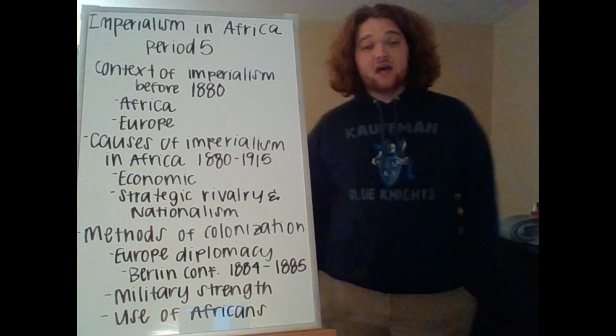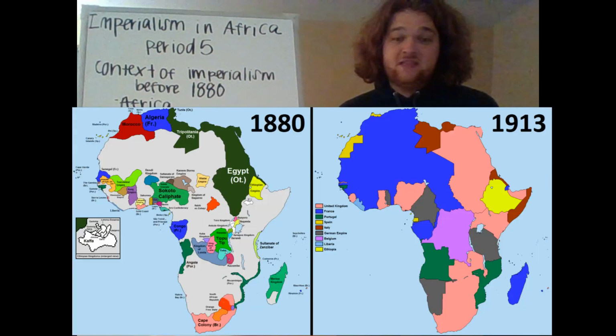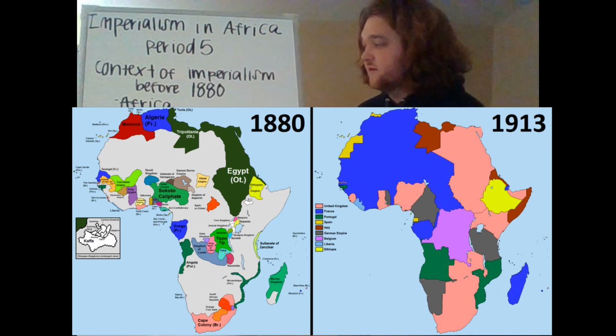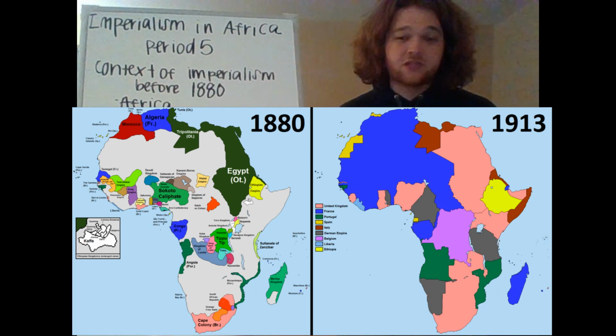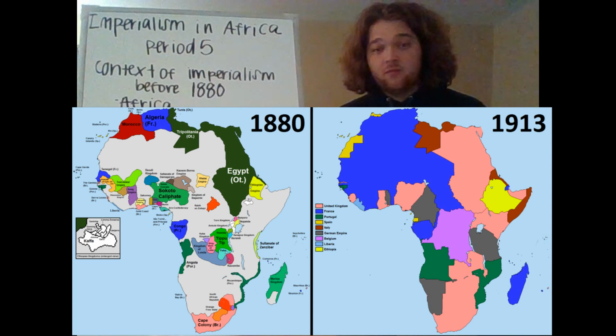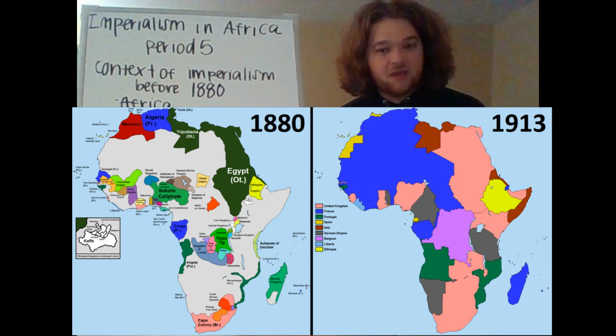So first, the context of imperialism in Africa. So basically what was going on before 1880? Because imperialism in Africa basically went from 1880 to 1913. Cool, so first in Africa. By 1880, only about 10% of Africa was actually colonized or under the control of Europeans. That was Angola by the Portuguese, South Africa by the British, and Algeria by the French. Oh, and also Mozambique by the Portuguese.